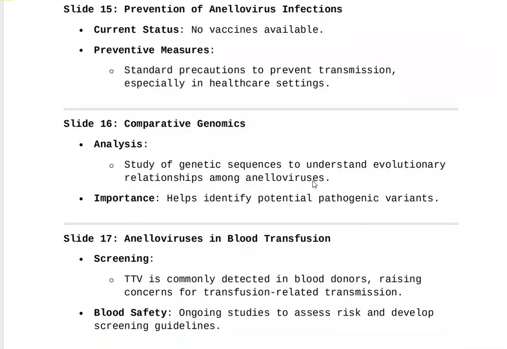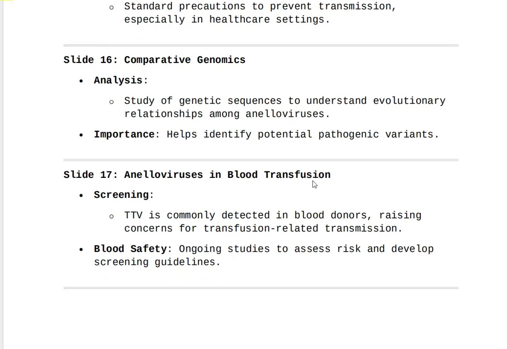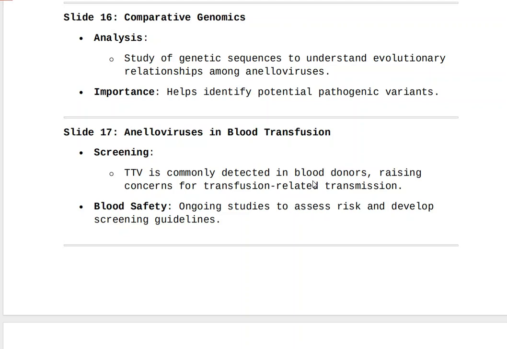Prevention: since there is no vaccine, what we can do is practice standard or universal precautions in preventing transmission of body fluids, and infection in the healthcare setting, the hospital, clinics, and laboratories. Comparative genomics: they have compared this with other viruses to find whether there is a relationship.